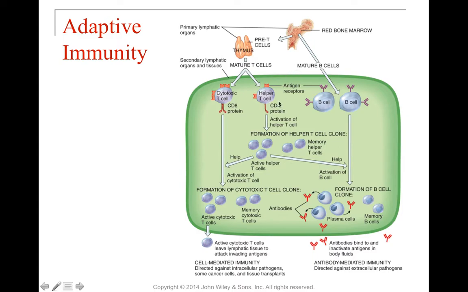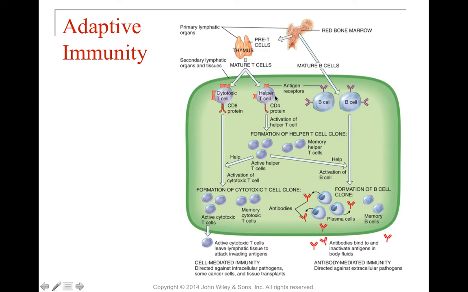So both the T cells and the B cells have antigen receptors, the difference being that the T cells keep the antigen receptors on the surface of their cells, whereas the B cells secrete those in the form of antibodies, which then go into circulation and bind to and inactivate antigens that are going to be found on foreign invader cells.